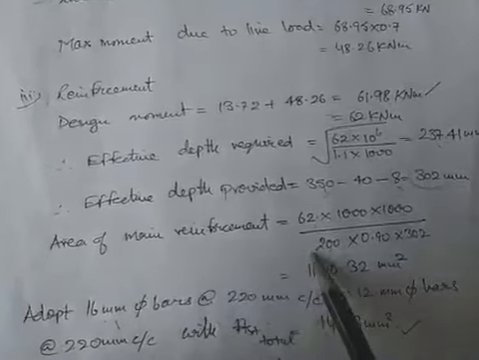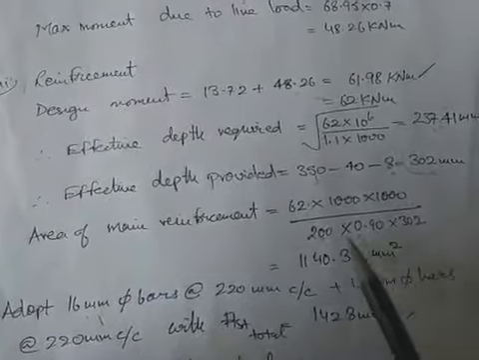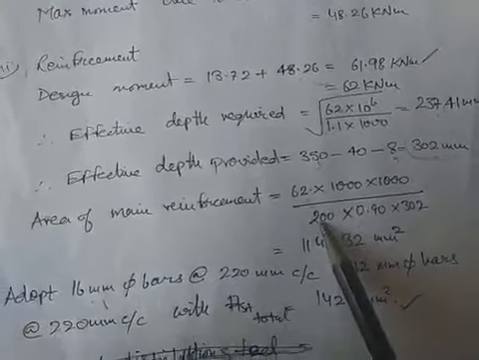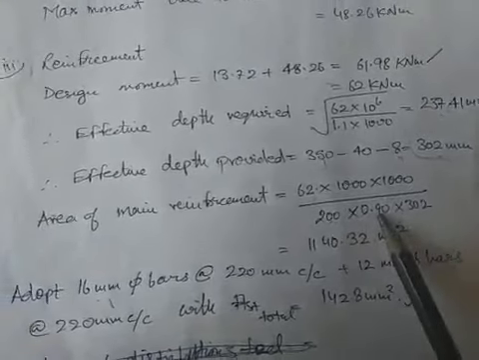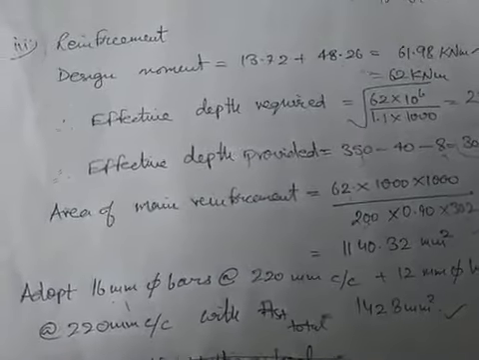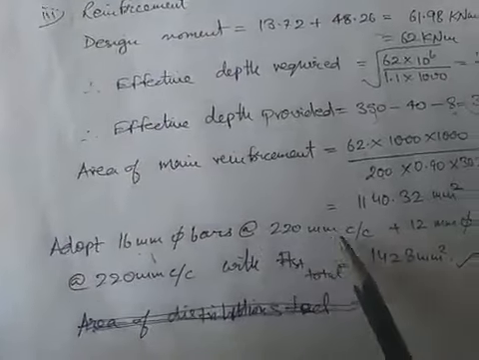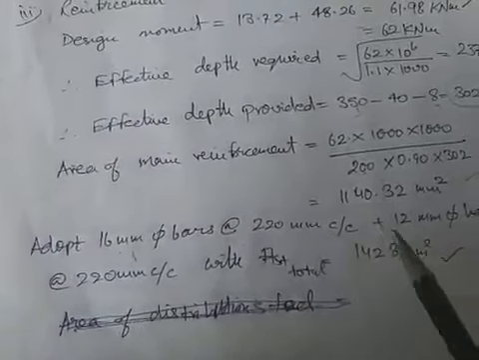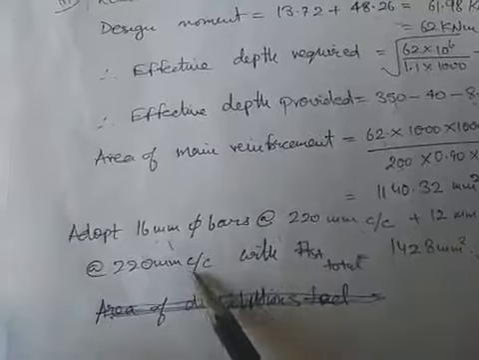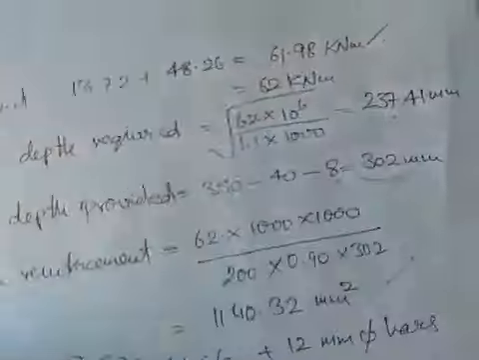So we can design the reinforcement. Reinforcement is M by sigma st J into D. Sigma st is the permissible stress in steel, that is 200. J is 0.9. Then we get this steel as 1140.32 mm square. Providing 16 mm dia bars at the rate of 220 mm center to center plus 12 mm bars at the rate of 220 mm center to center gives us total steel as 1428 mm square.